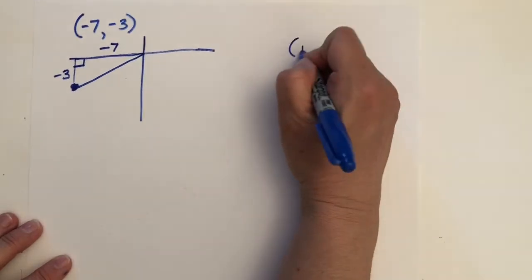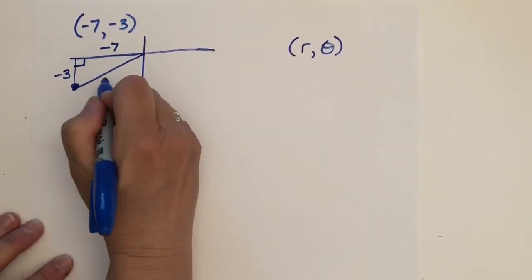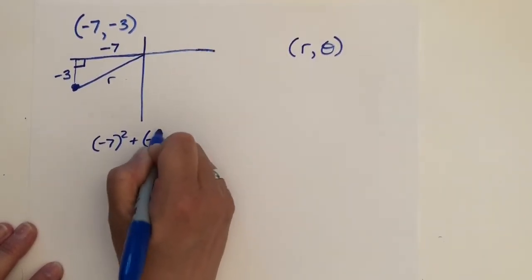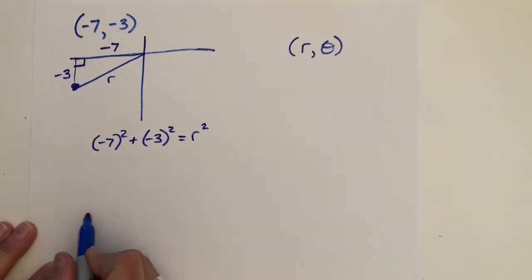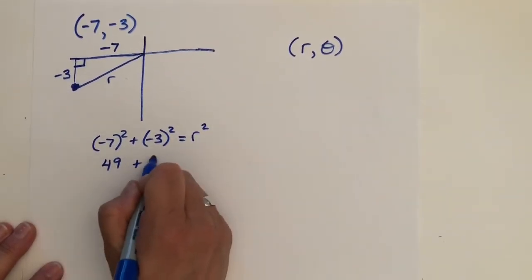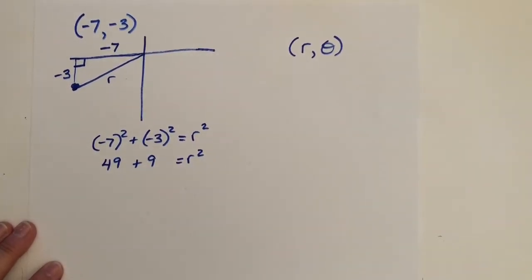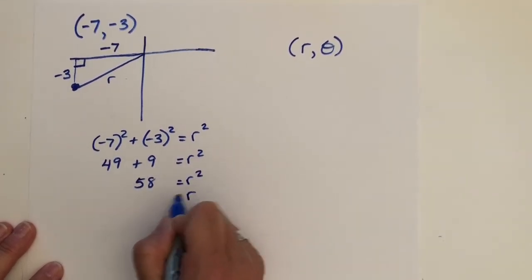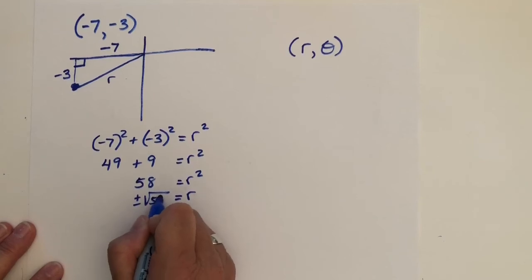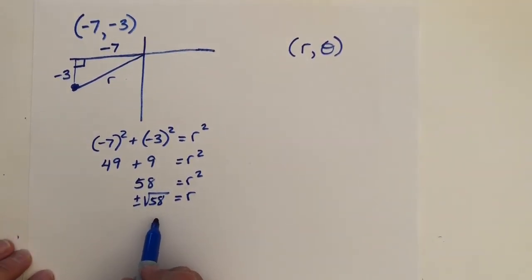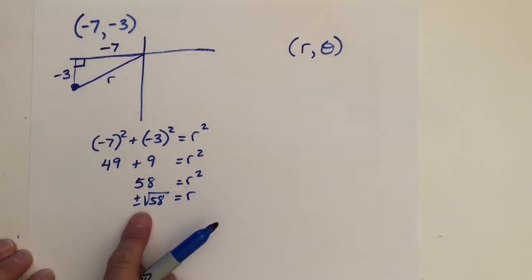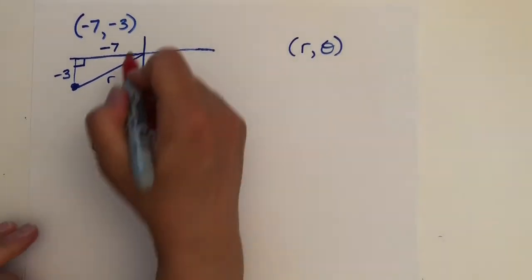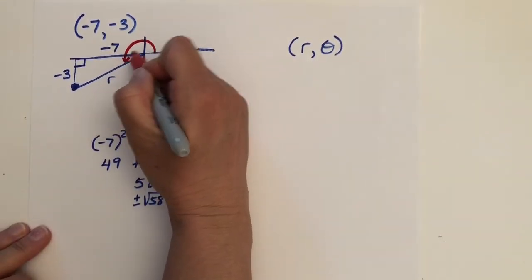So I need my r and theta, but let's find r like we normally do. x squared plus y squared equals r squared. So we have 49 plus 9 equals r squared. So we have 58 equals r squared. So r is plus or minus the square root of 58. Let's see, 58 is 2 times 29, so we can't simplify that. Now we need theta. For this particular problem, notice theta would look like this.